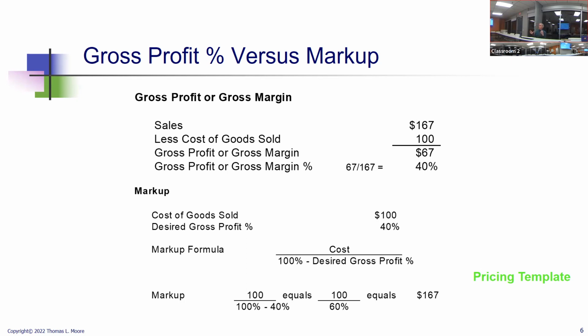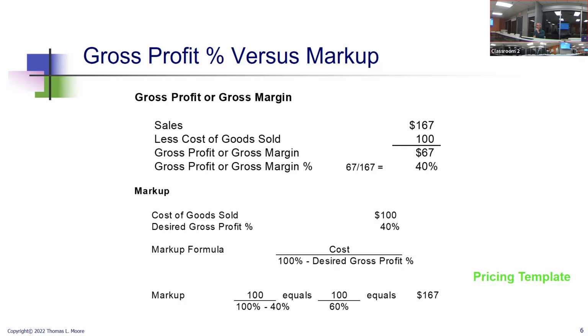Now, if you wanted to calculate markup, maybe you had a product that you wanted to price, and you knew what your cost of goods sold was, and you wanted a 40% gross profit on that sale. So you're trying to figure out how to price your product. You could use the cost of goods sold. I know it cost me $100 to provide this product, and then you decide what you want your desired gross profit percentage to be. And then you just use this formula.